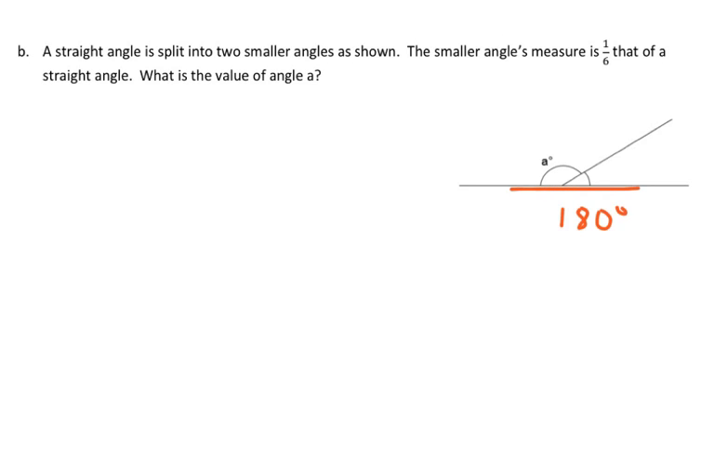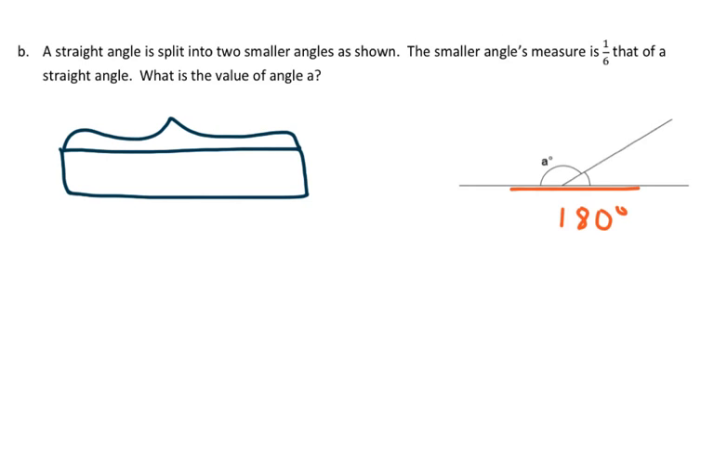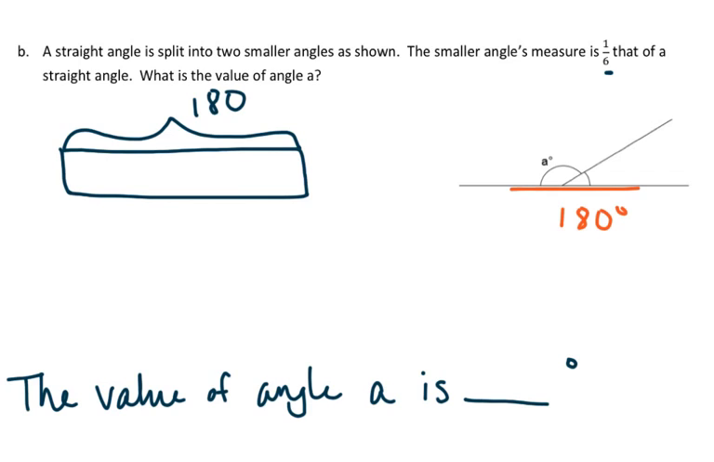Okay. I'm going to draw the tape diagram for that, and I'm going to say, okay, this whole thing is going to be equal to 180 degrees. I need to find 1/6 of that measure, okay? So I need to find 1/6 of that. So let's write our target sentence here. And it reads, the value of angle A is blank degrees. Okay, so the smaller angle, they're talking about this angle right here, is 1/6 of the straight angle.